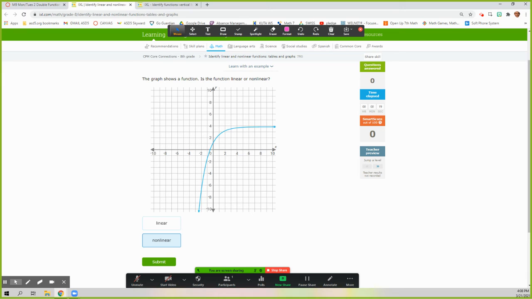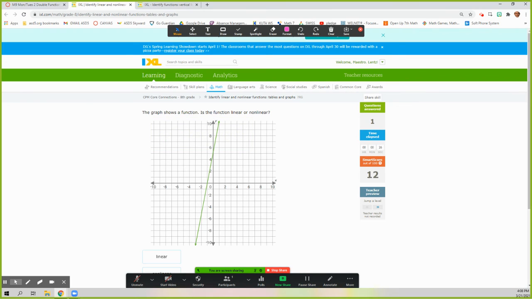Did it submit? Uh-oh, nothing's happening. There we go. And then this one is linear. It's a straight line. Doesn't matter if it's positive, doesn't matter if it's negative, 0, undefined. As long as it is a straight line, that's all that matters.